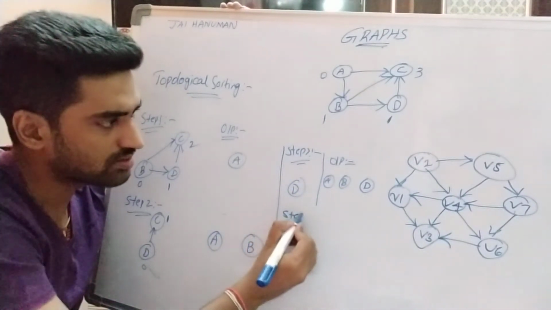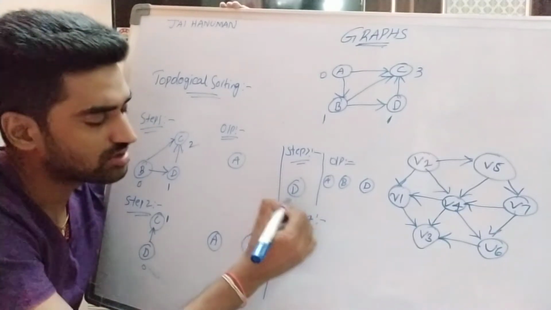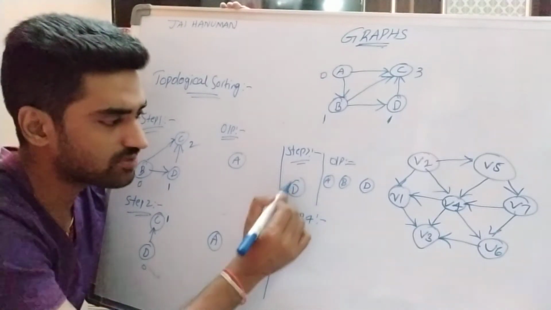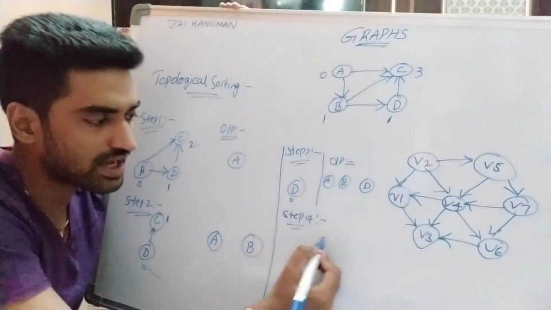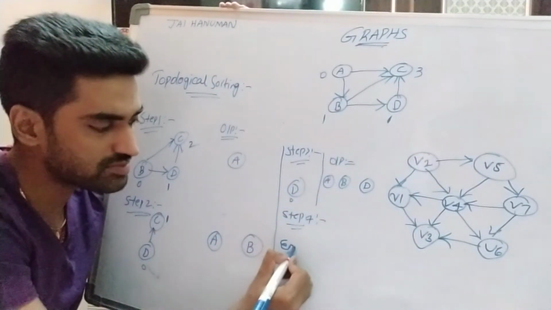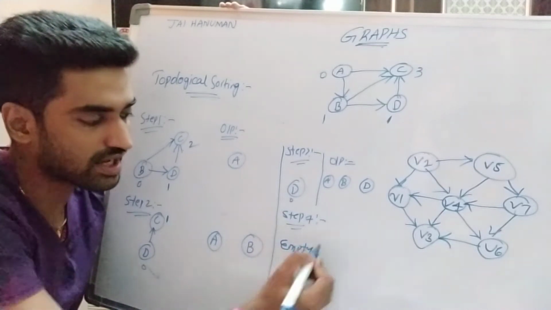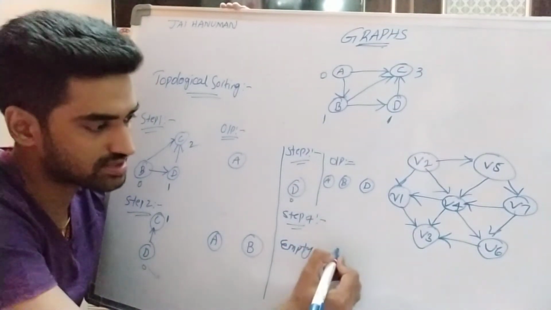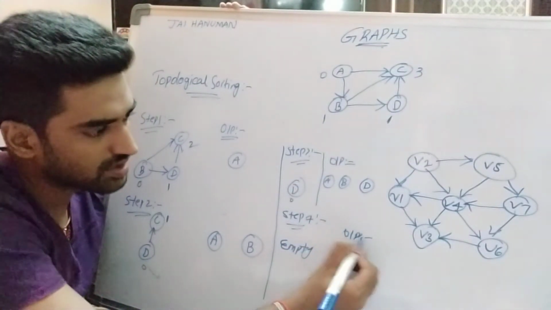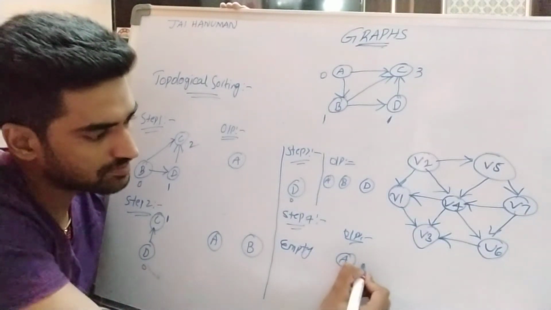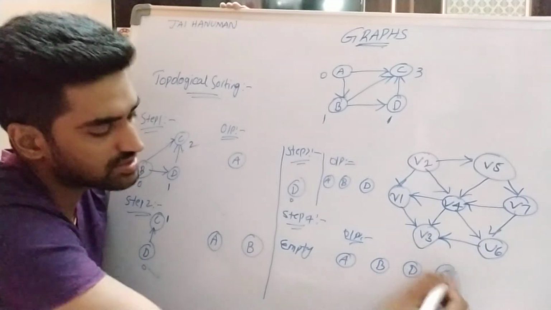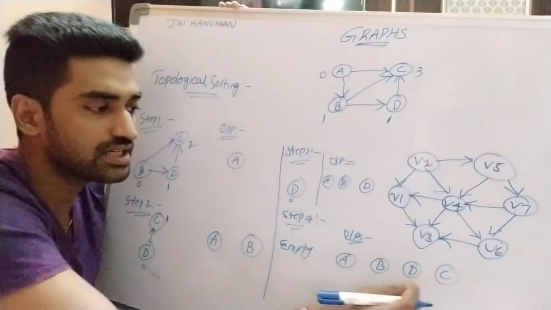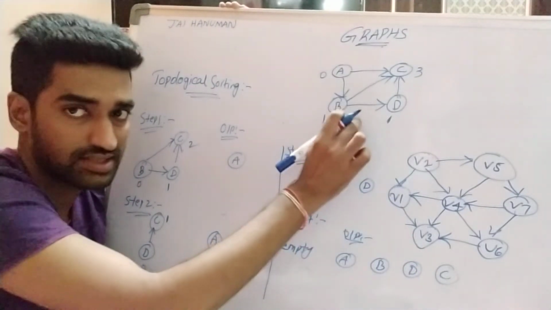Again we calculate the integrity for this graph. In step 4, only one vertex is there, with no incoming edges, so its integrity is 0. So it can be removed from the graph and added to the output. Now the graph becomes empty, and if the graph is empty, we can stop the process. So what is the output? A, B, D, C. This is the topological order. A, B, D, C is the topological order for this graph.